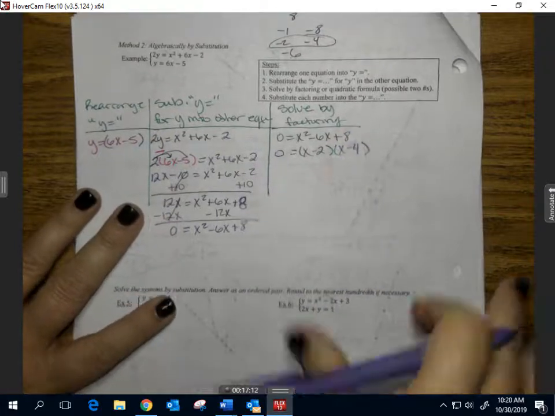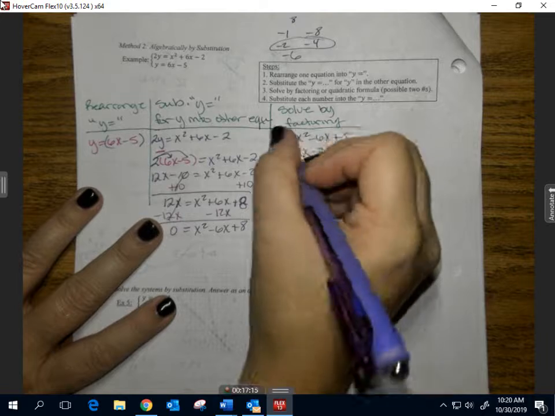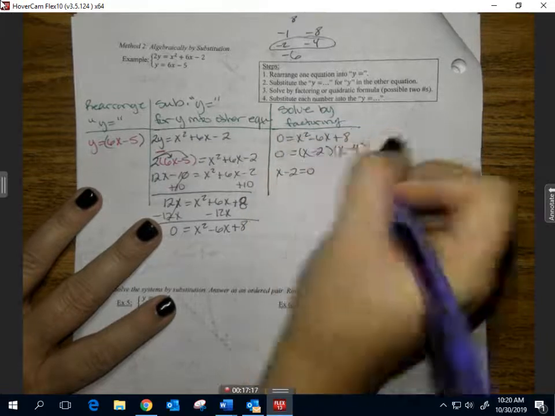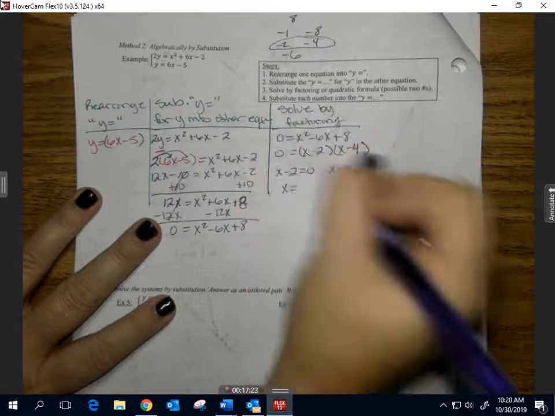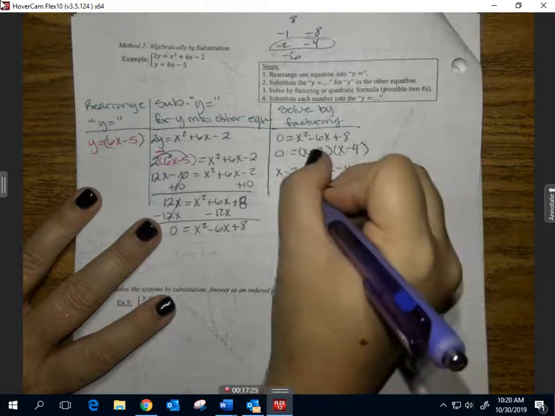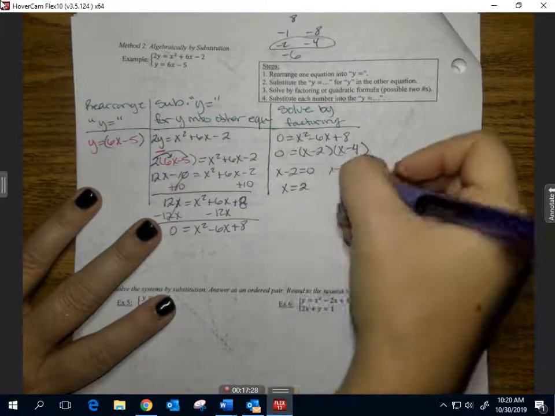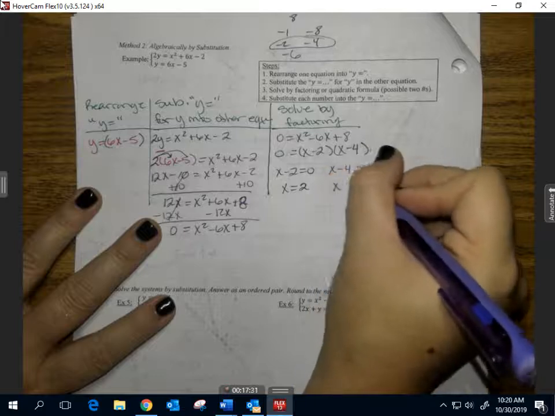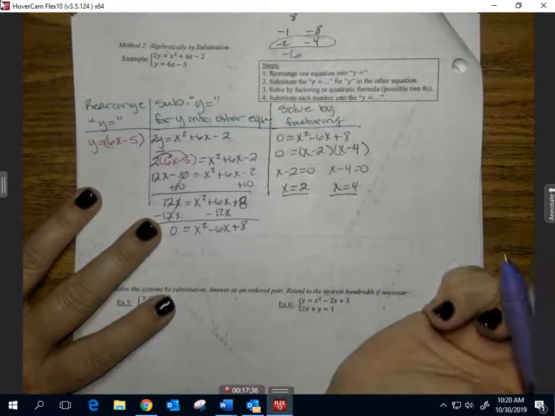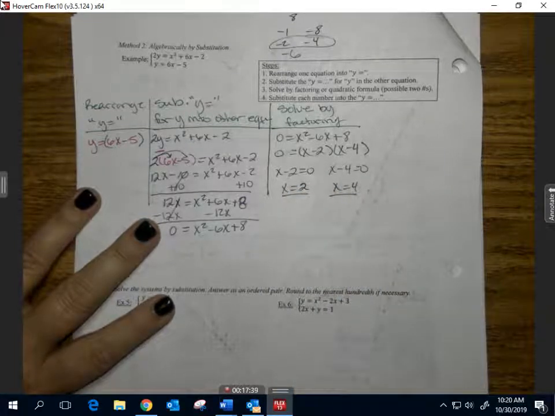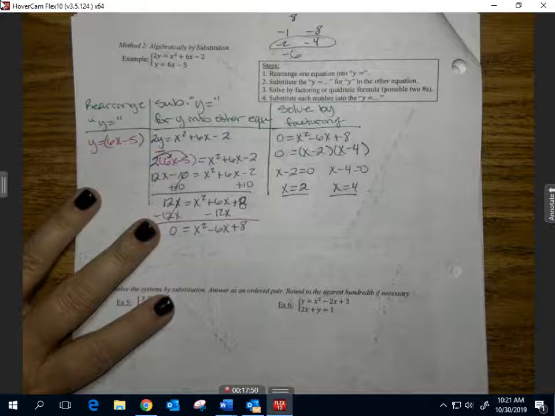And now we're going to solve for x by setting each factor equal to 0. So x minus 2 equals 0, and x minus 4 equals 0. So x equals, what minus 2 equals 0? 2. And what minus 4 equals 0? 4. So here are my two values for x. Since I have two different numbers for x, this line intersects the parabola twice. Okay? I know that for sure. And I could graph it if I wanted to see.